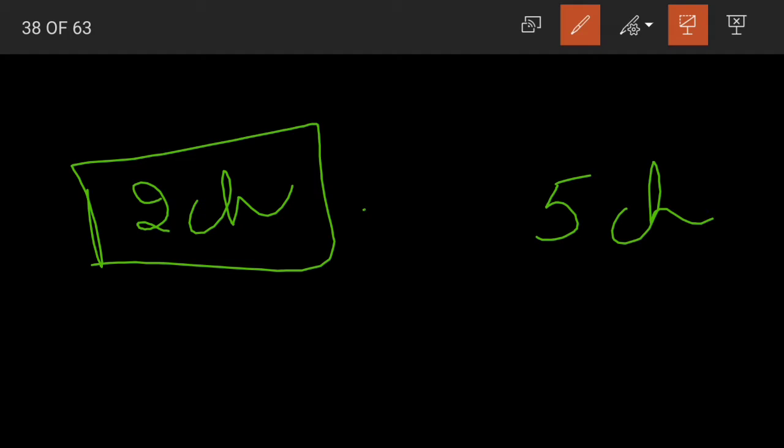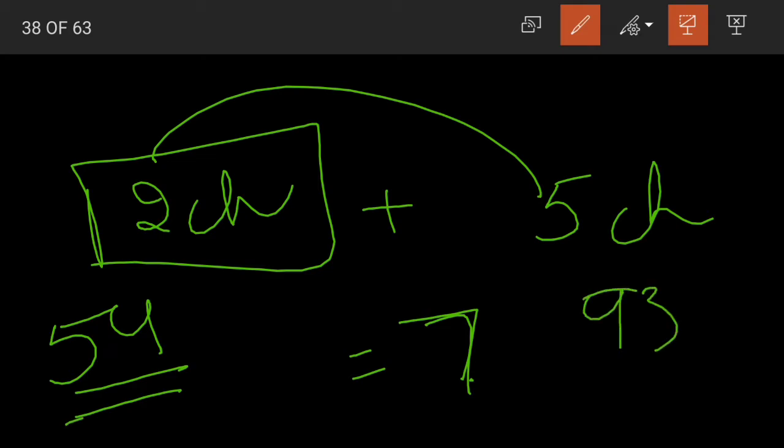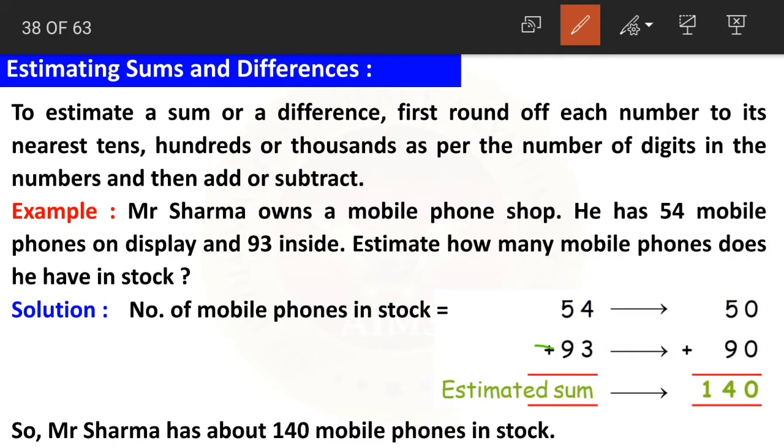Suppose, children, when you are going to school, in your lunch box you have 2 chocolates, and in your bag inside you have 5 more chocolates. So what will be the total number of chocolates you have? It will be 7. 2 plus 5, 7. Yes, in the same way, Mr. Sharma has 54 phones on display and 93 inside. Now how will we find the total number of phones he has? We add these two numbers. 54 plus 93.